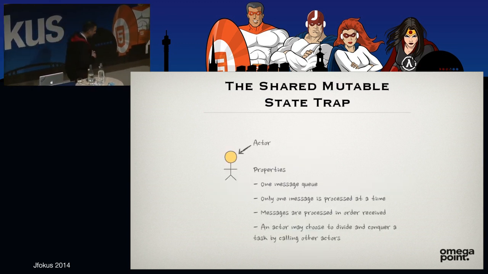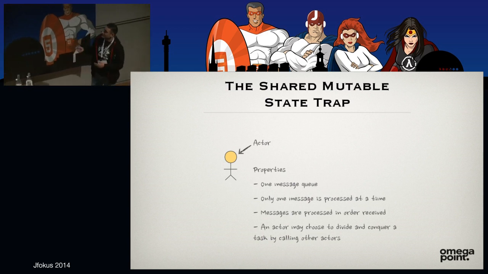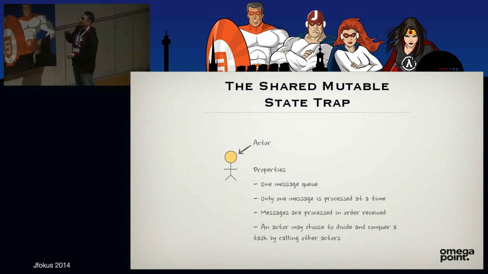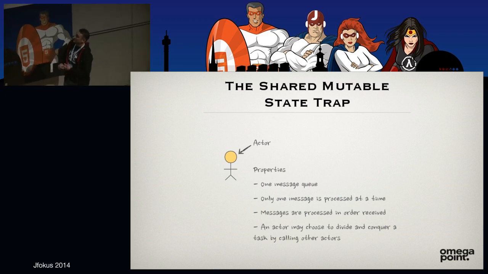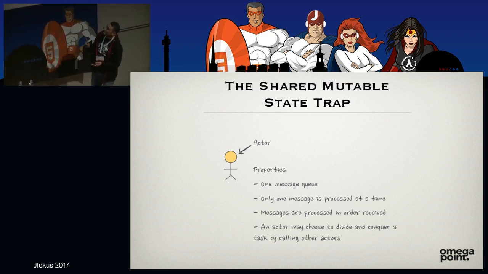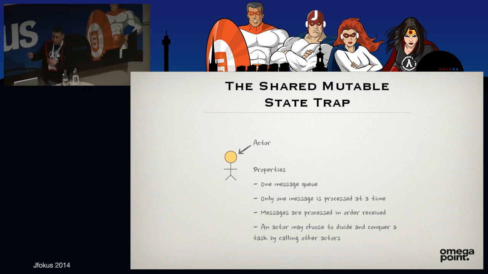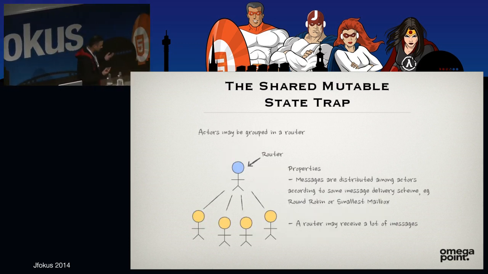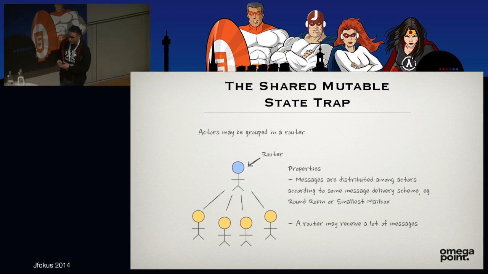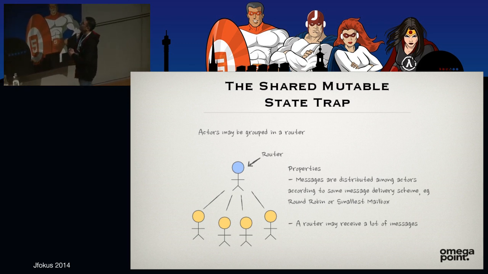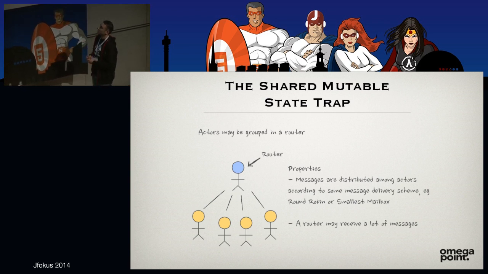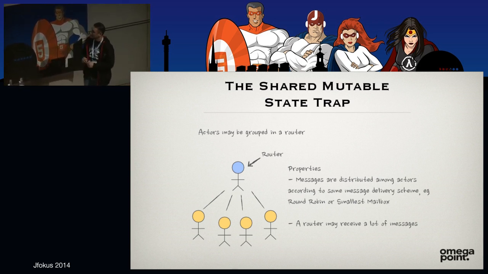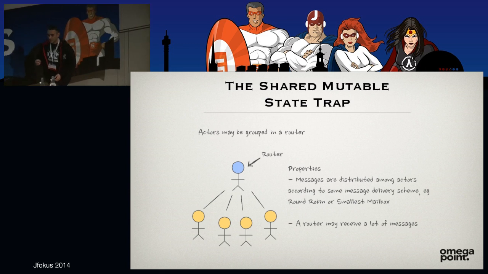Well, first of all, we have this actor, and we have the properties of an actor. It has one message queue. It only processes one message at a time. Messages are processed in the order received. And an actor may choose divide and conquer to solve its task. I mean, it could call multiple actors in order to figure out how it should do it. And of course, there's something called routers. Routers are load balancers that have a lot of actors associated with them, and they're supposed to distribute their messages according to some sort of message delivery scheme, like round robin or smallest mailbox. And of course, a router can receive a lot of messages. It's nothing strange.